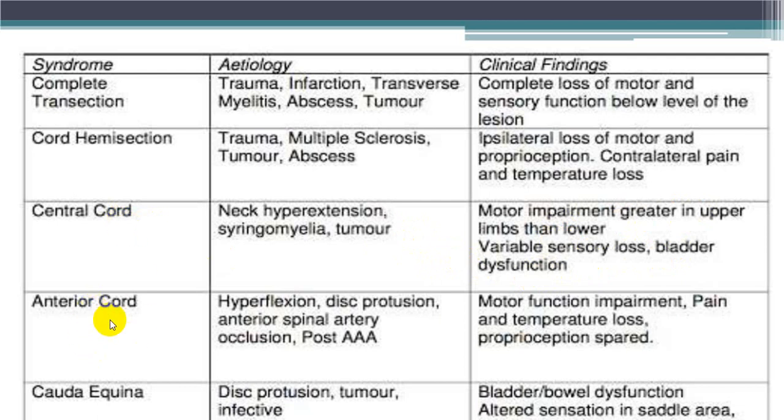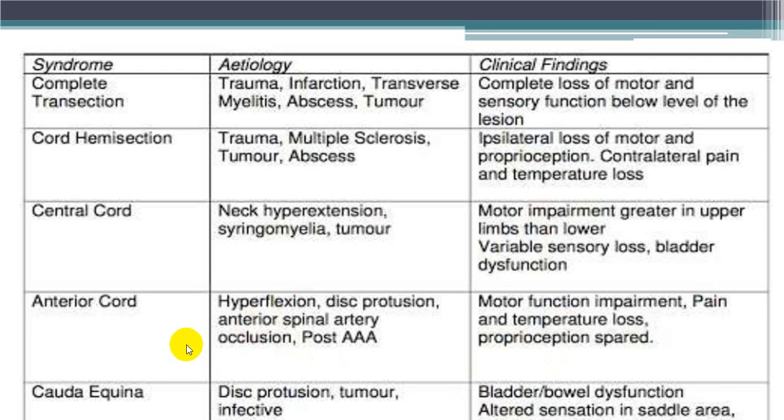As far as the anterior cord damage is concerned, which will be very peculiar in case of hyperflexion, disc protrusion, and anterior spinal artery involvement, that will involve mainly the motor system, and may also involve the lateral spinothalamic tract, producing temperature loss. Proprioception, that is posterior column, is always spared, and that is very, very characteristic in case of an anterior spinal artery occlusion.